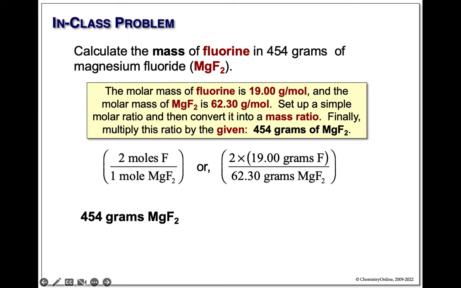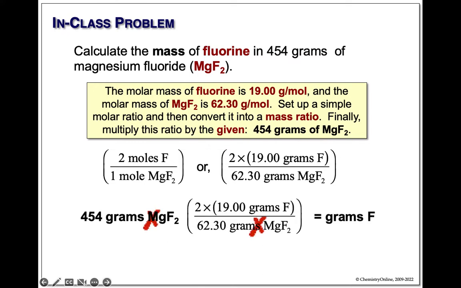So here's our given, our 454. We'll use this guy as a ratio. Now we just have to multiply 454 times 2 times 19 divided by 62 to get grams of fluorine. Turns out to be 276.